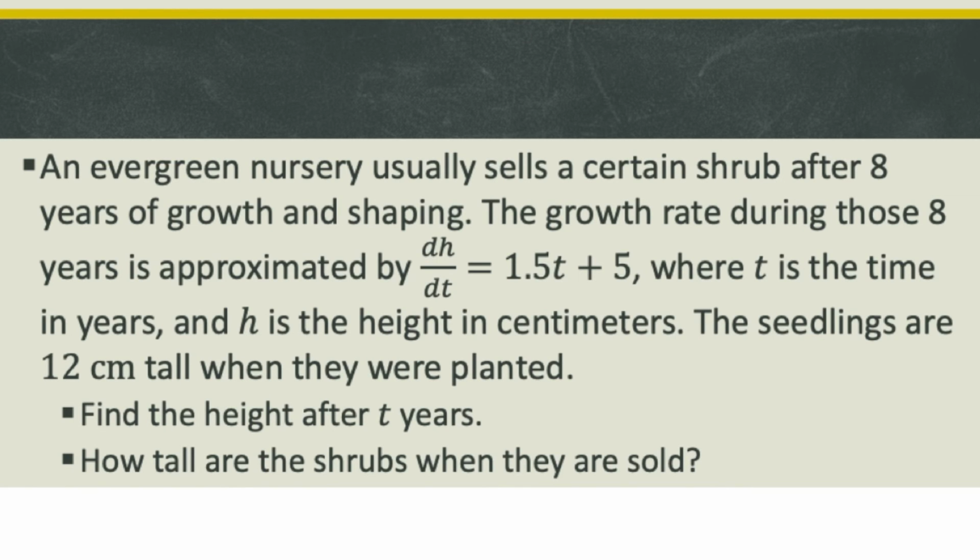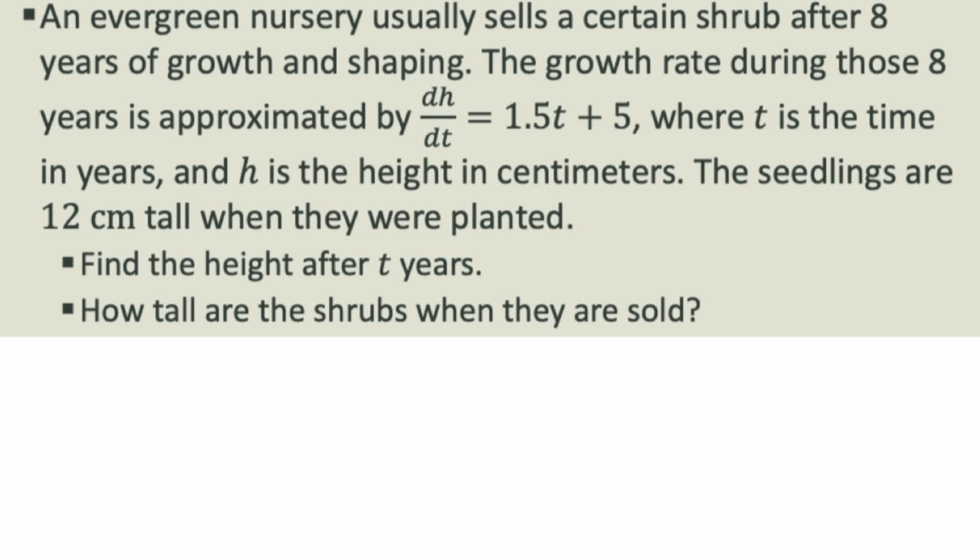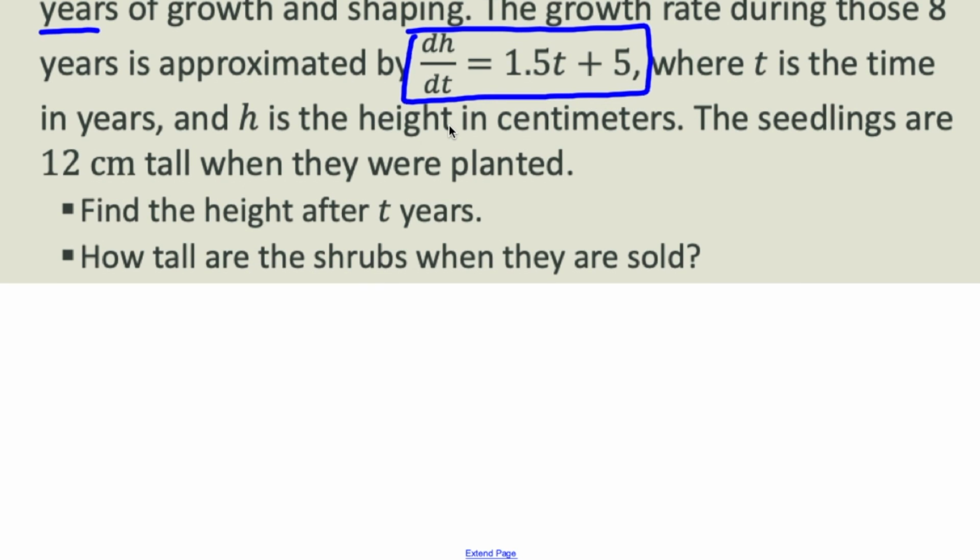Last example here. Go ahead and pause the video and write that down. All right, so I'm not going to read all of this. They sell these after 8 years of growth, the trees, the shrubs, whatever. Here is the formula for the rate at which the shrubs are growing. Okay, dHdt is a rate. So this is the rate that this will grow. T is measured in years, so 1.5 times the number of years plus 5 will tell us how much this tree has grown.